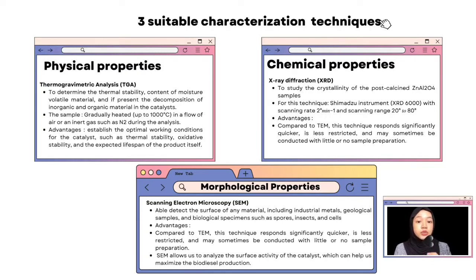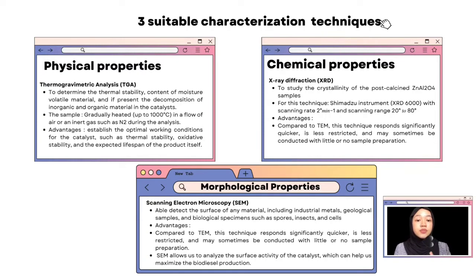And this technique is to determine the thermostability, contained moisture, volatile material, and detect if there is presence of decomposition of inorganic and organic material in the catalyst. The sample is heated up to 1000 degrees Celsius in the flow of air or an inert gas such as nitrogen gas during the analysis.